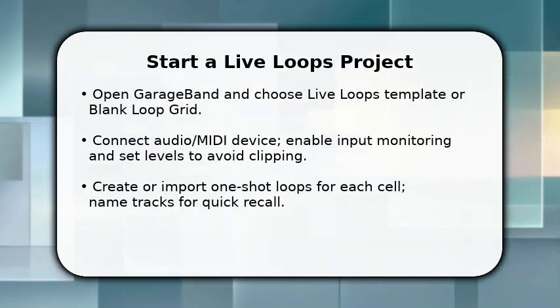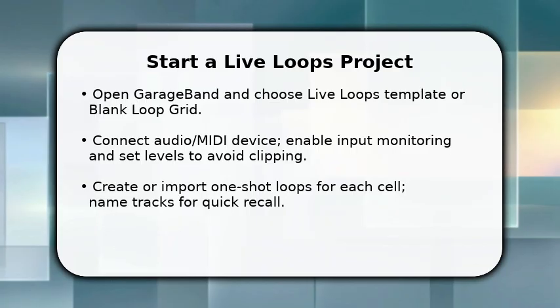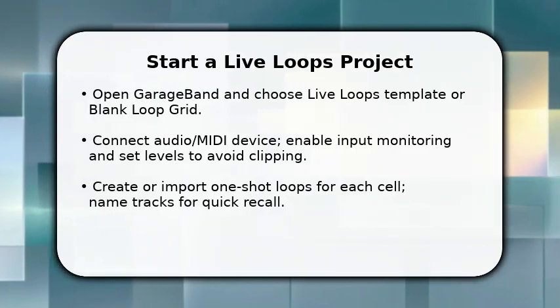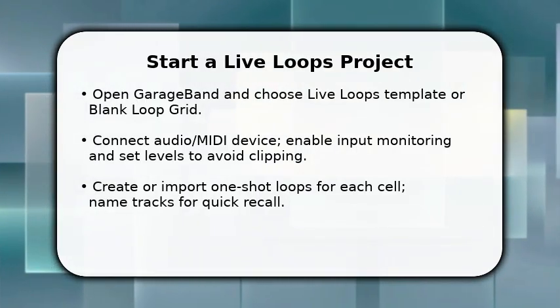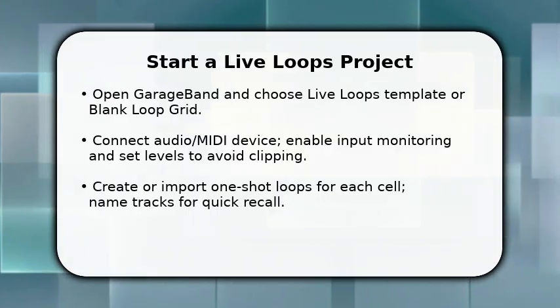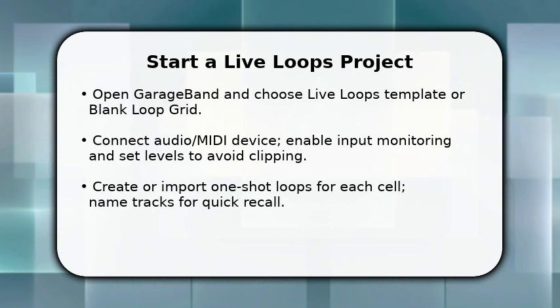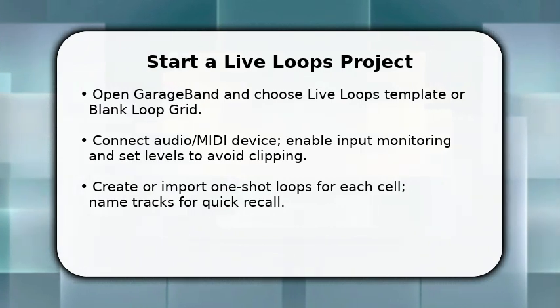Then create or drag in one-shot loops into individual cells and label tracks for easy identification. Once done, arm the track for recording and set the grid quantize to 1/4 or 1/8 so clips lock in rhythm. This prevents timing drift as you build ideas.